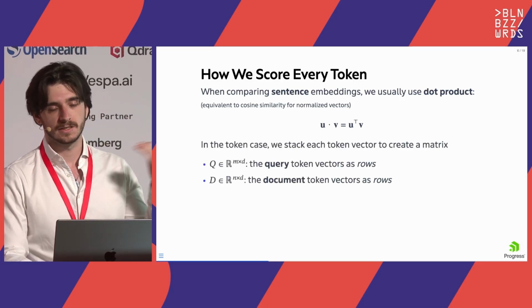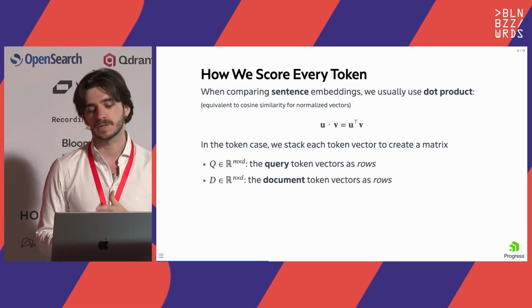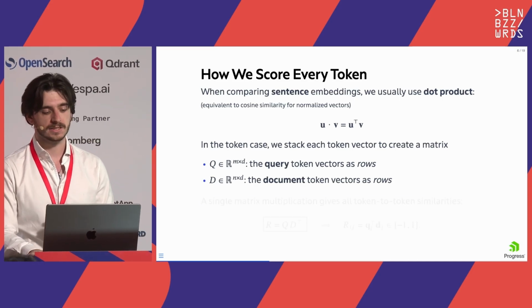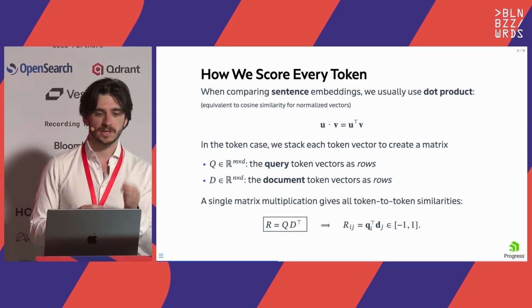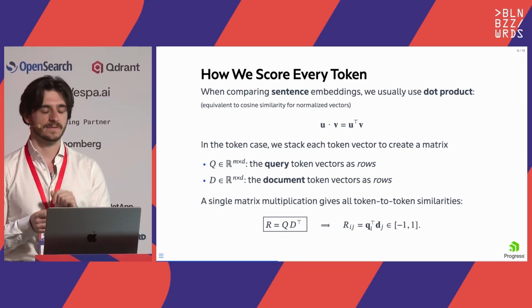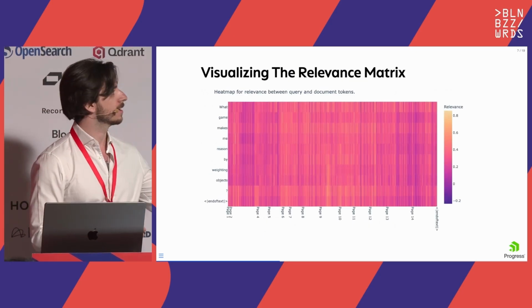If we stack those embeddings, we get a matrix for the query and a matrix for the document, and getting that relevance is as easy as just multiplying both matrices. This makes it so that we are doing that dot product for each of the vectors. We can then visualize that relevance matrix, and it may look something like this.